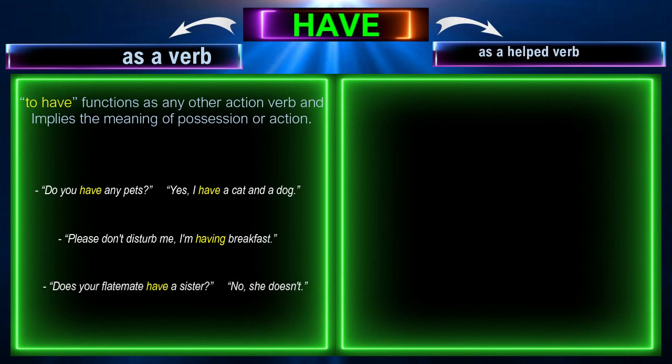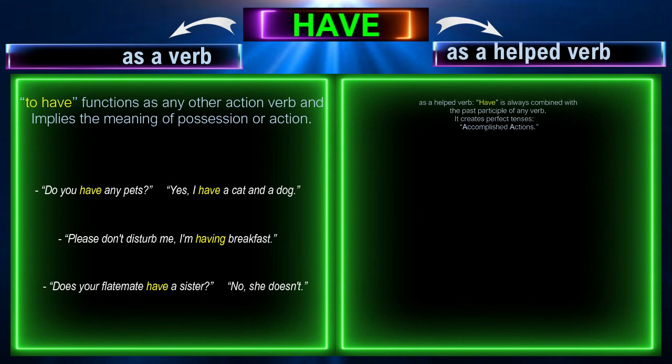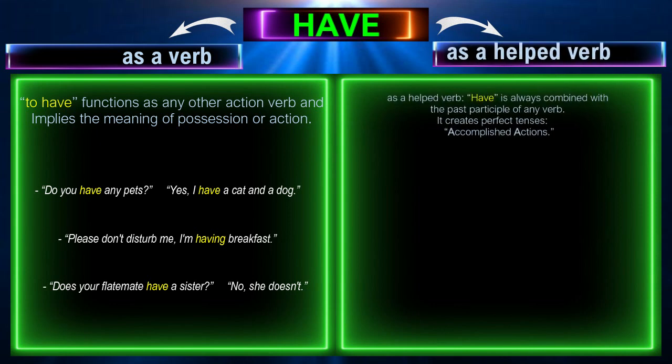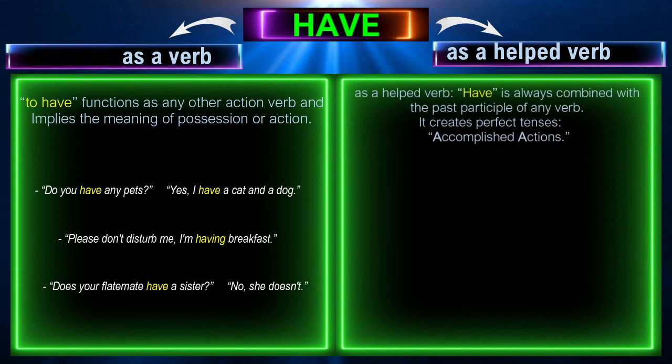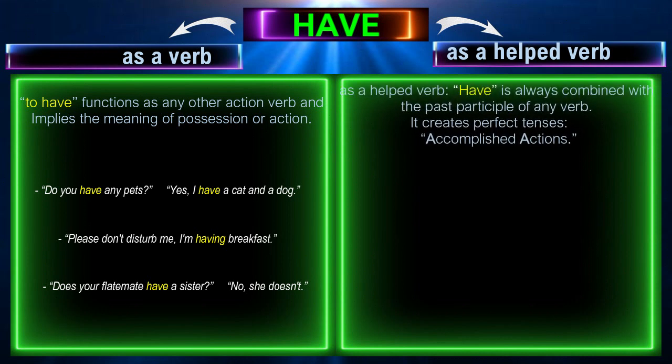As a helped verb, have is always combined with the past participle of any verb. It creates perfect tenses, accomplished actions.